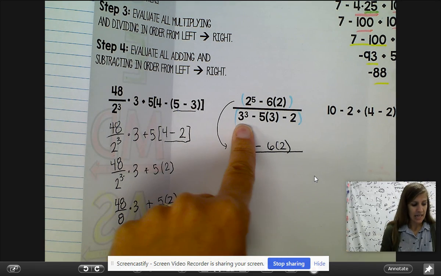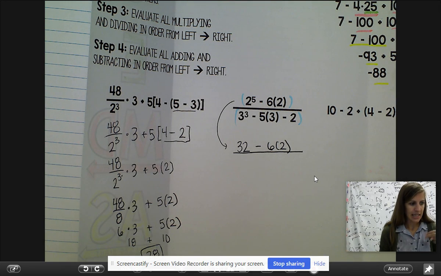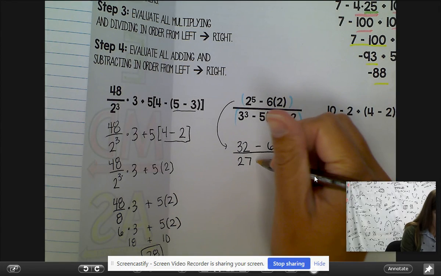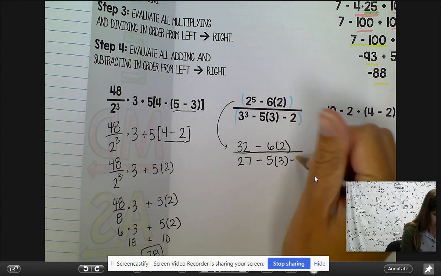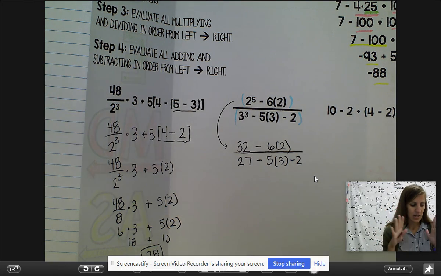But I do have that exponent, so we're going to do that 3 times 3 for 9 times 3 for 27, and then bring everything else down. Okay, so we can kind of do these simultaneously as long as we don't get too confused.